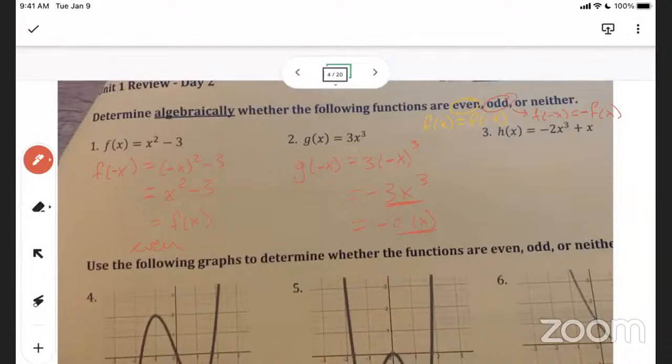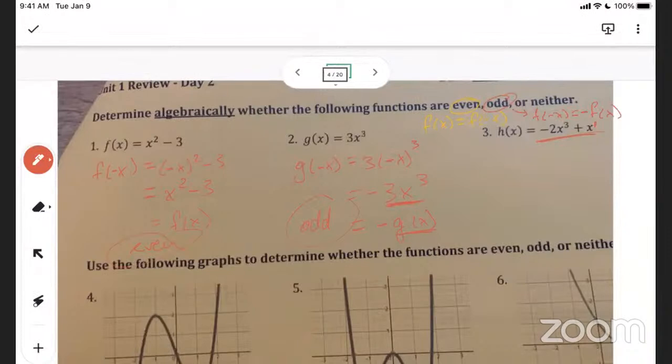I get it though. You understand? So this is what? This one is odd. And this one, you think maybe it'll be neither, but guess what? It's odd. Now, I'm going to tell you the shortcut. You want to know how I know it's going to be odd? Because all of the degrees of all of the exponents are only odd, and there's no constant.